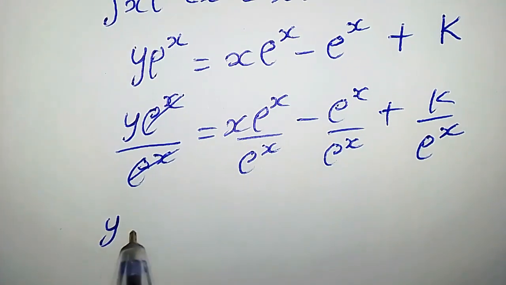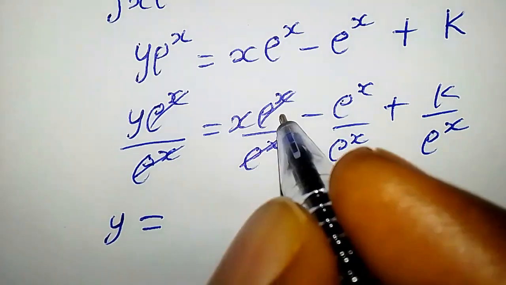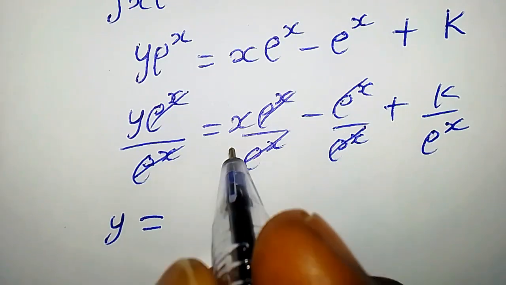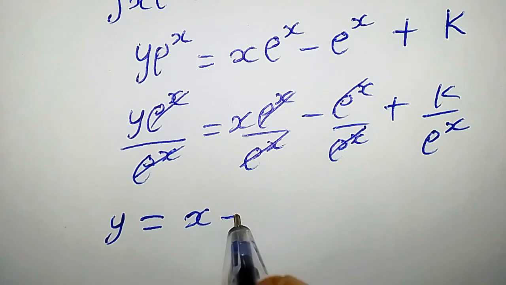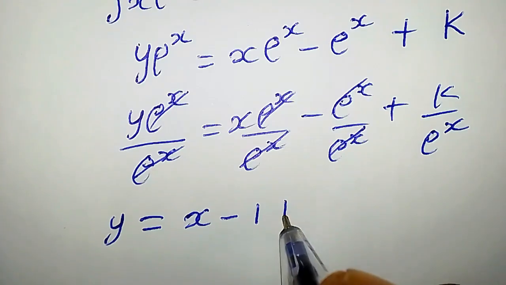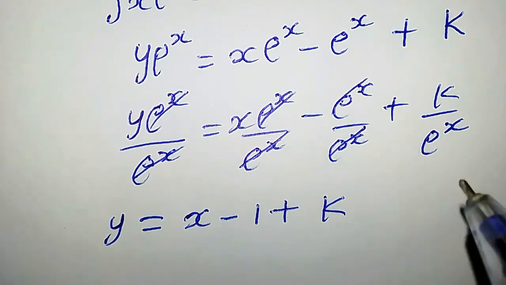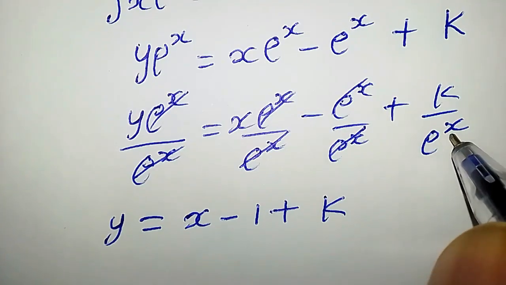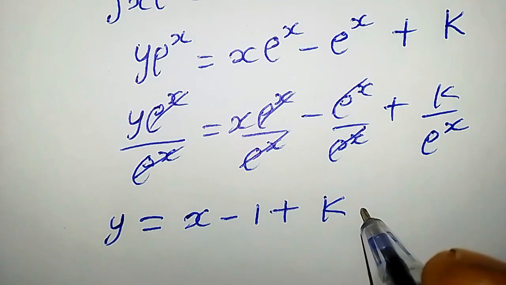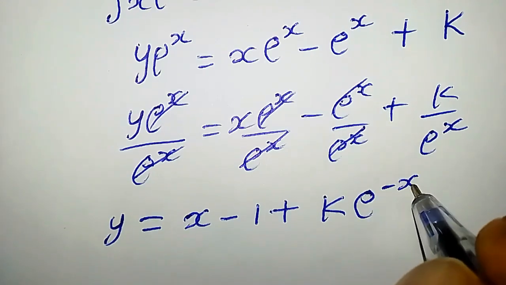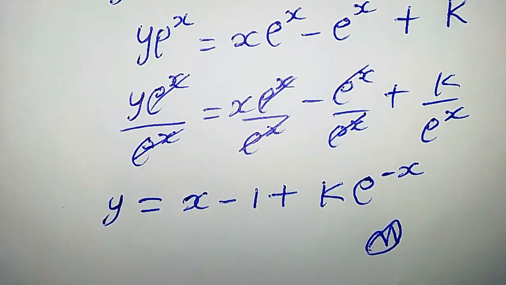We are left with y on the left equal to, e cancel each other. They also cancel each other here. We have x minus 1 plus k. Suppose we want this denominator to be at the numerator, it becomes e to the power of negative x. This is the required solution. That's it.